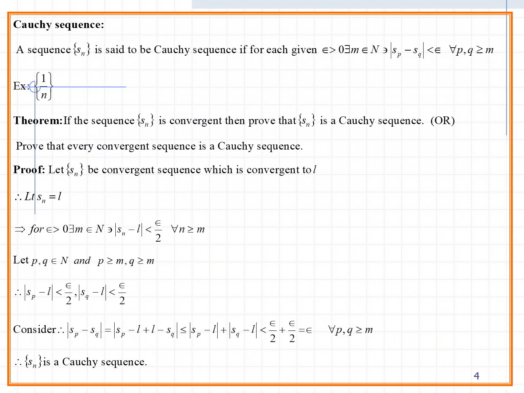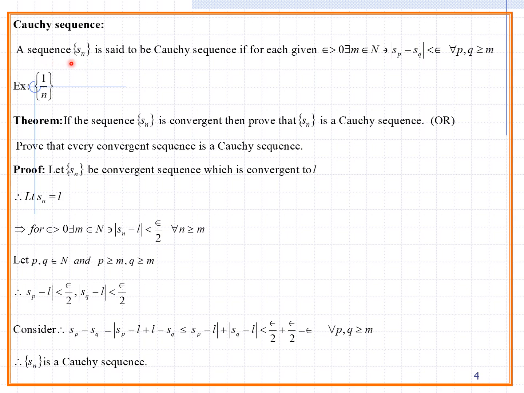So let us see this Cauchy sequence. What does Cauchy sequence mean? In a sequence, after some distance, the distance between two numbers is equal to 0 or near to 0. The difference is 0 or near to 0. It is called a Cauchy sequence. So Cauchy means: in a sequence, after some time, the distance between two numbers is near to 0 or equal to 0. That sequence is called a Cauchy sequence.